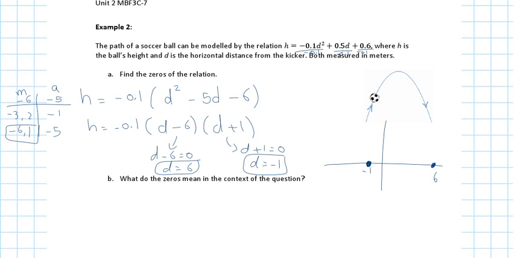Sometimes we can ignore some of the zeros that we get depending on the scenario. In this case, the distance from the player, negative 1, means it's behind the player. If the player is kicking it, he's probably kicking it off his foot or her foot, so that's why it's not on the ground. I can probably ignore this, but for now I'm going to leave it. And then the ball is going to go up. It's going to reach a maximum height, and then it's going to come back down 6 meters away from the kicker.